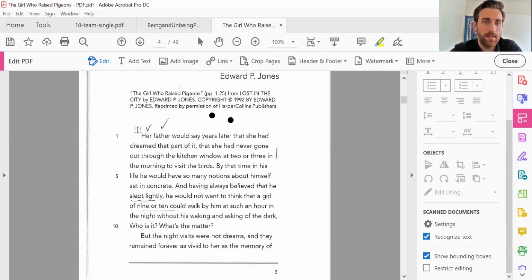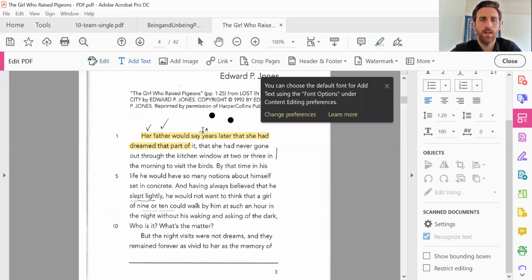I know I can highlight it. So we'll just highlight that. Then normally I might type something like "time jump?" next to "she had never gone out through the kitchen window at 2 or 3 in the morning to visit the birds." So for the "she," I might write, who is that, right? That's going to look really ugly because I'm trying to do this in a PDF.